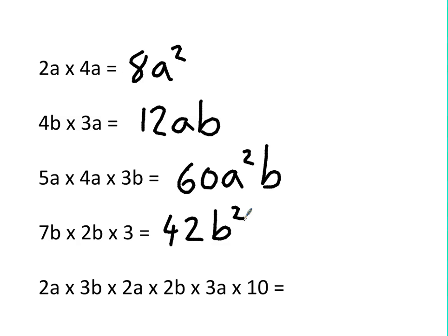Final question, 2 times 3 is 6, times 2 is 12, times 2 again is 24, times 3 again after that is 72, times 10 is 720. And then count up the a's. We've got a times a times a in there, so a cubed, and b times b in there, which is b squared.